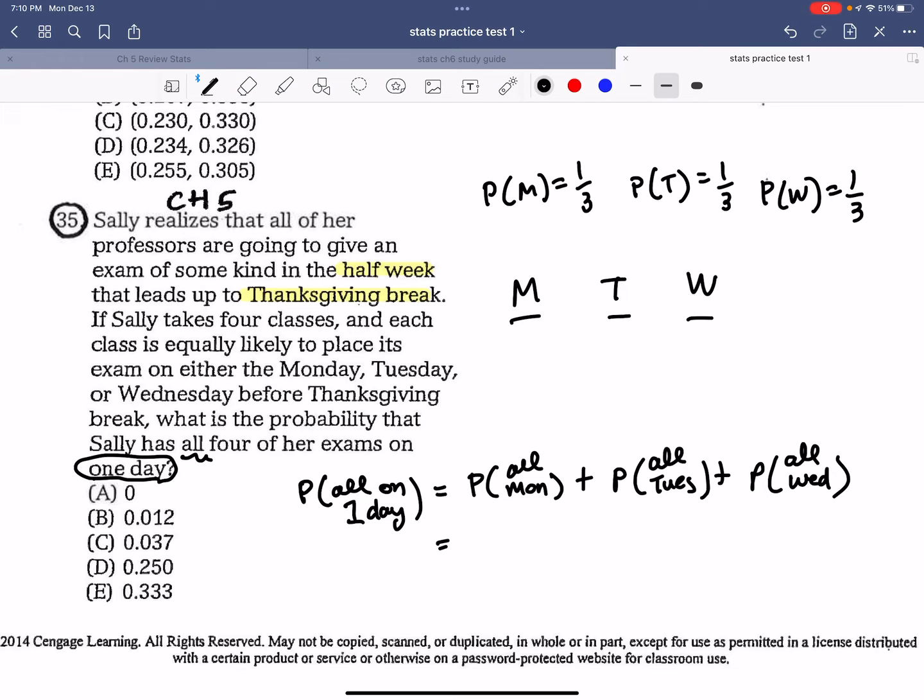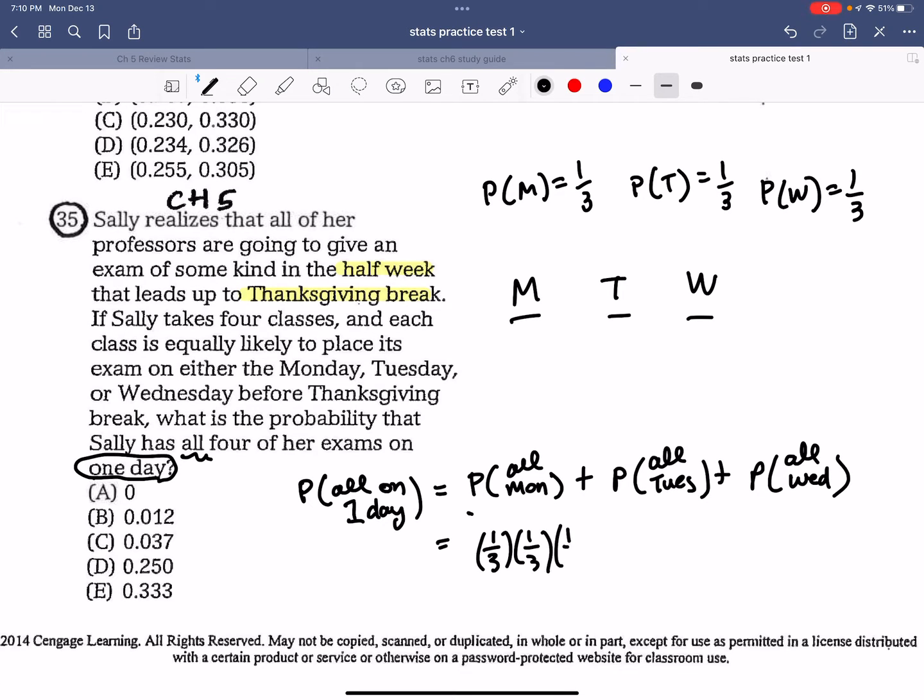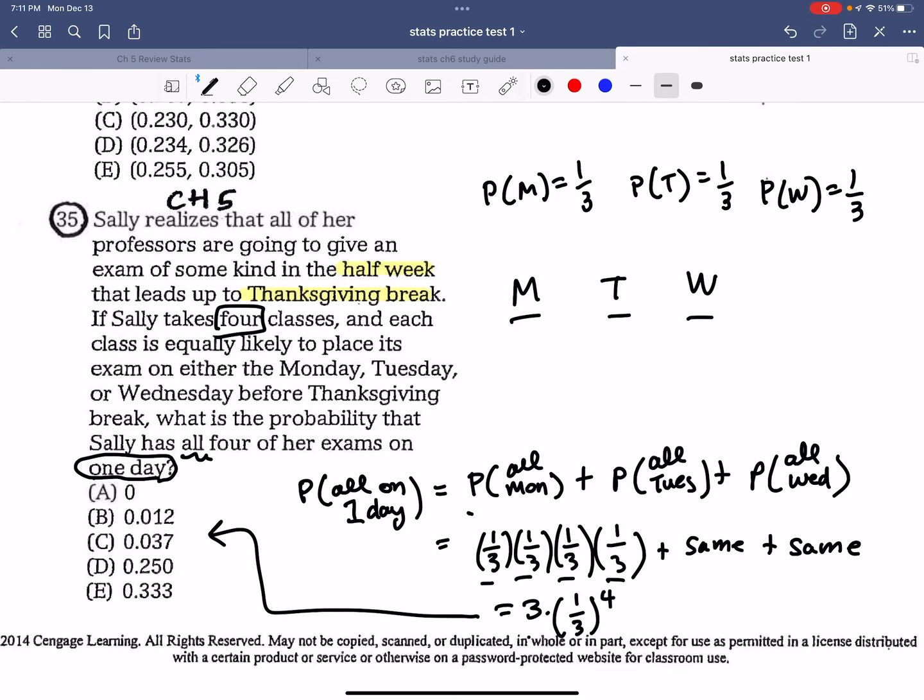So what would be all on Monday? That's 1/3 times 1/3 times another 1/3. And the fourth one has to happen. There's four classes in total. So that would be the probability that they're all on Monday. And this would also be the same thing, and this would also be the same thing. So we have three of the same thing. So this is what the notation would look like. And sometimes the question actually lists the notation. You don't have to solve it. We're going to solve it. So what is 1/3 to the power of 4?